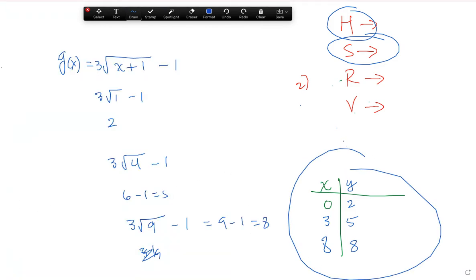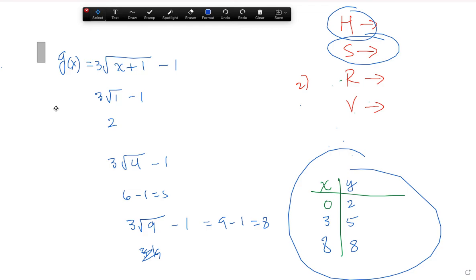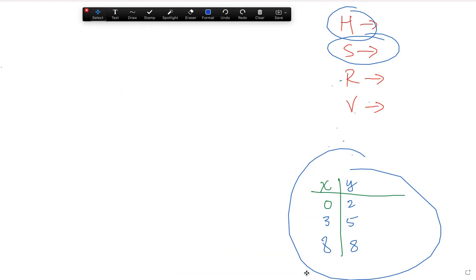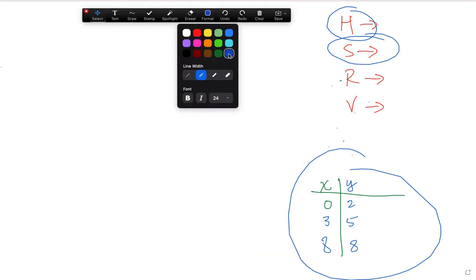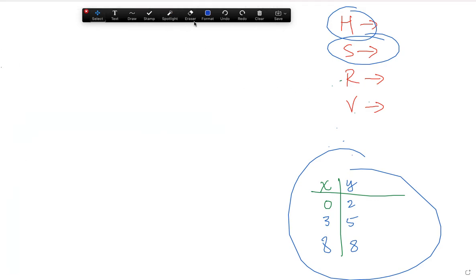Now, if we plot these, well, okay, sorry. I guess the transformational stuff would help us also now. If you plot these, it will give you an accurate graph. But for the domain, remember there's a square root involved. What's the smallest number that I can plug into this? g of x equals 3 times square root of x plus 1 minus 1. What's the smallest number that I can plug into this? 0.